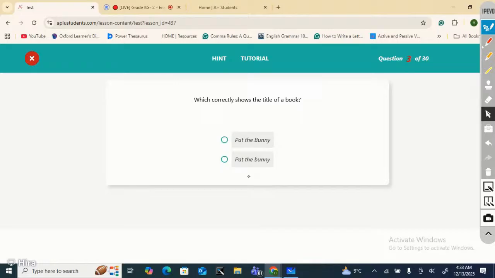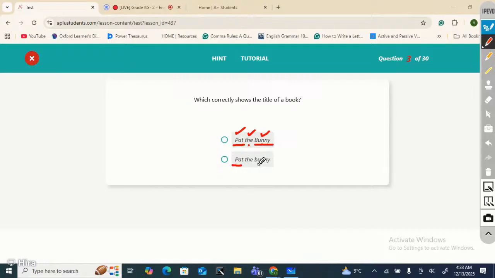So, guys, Pat the Bunny, the first option. Look at it. The first word, capitalize the first word, capitalize the last word, and the words in between, the small words, not very important words. So, yeah, the is one of the least important words in between the titles. So, they are not capitalized. So, seems okay. What about the second option?